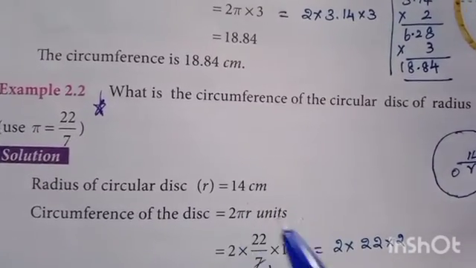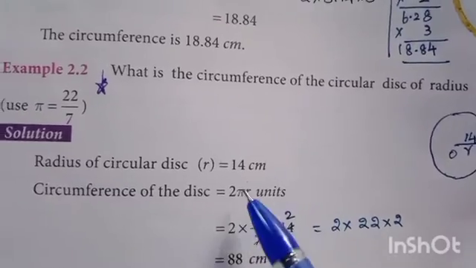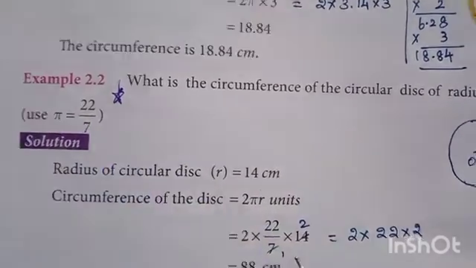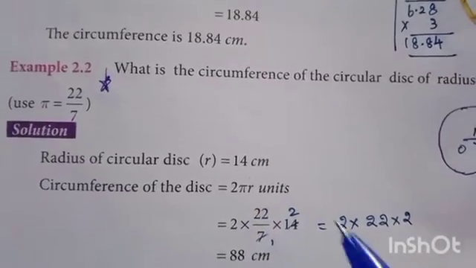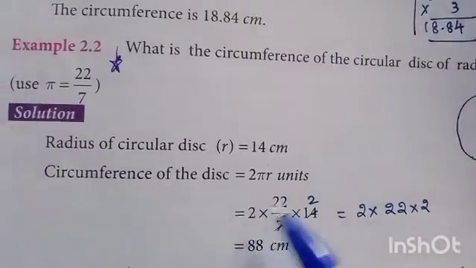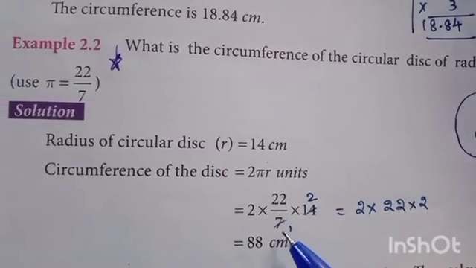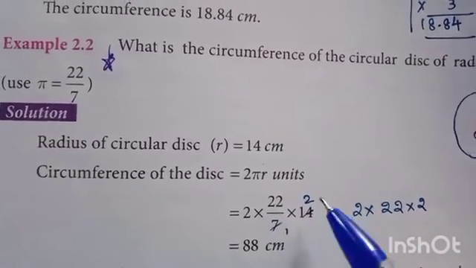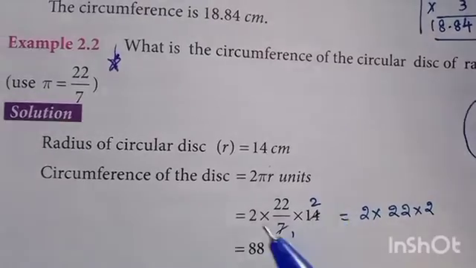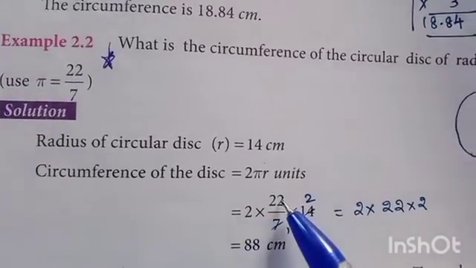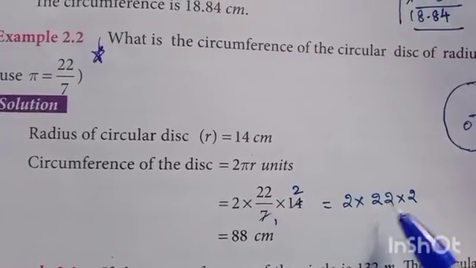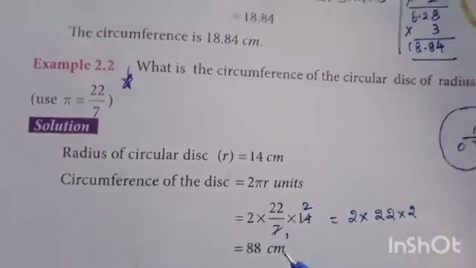Circumference, what's the formula? 2 pi r units. 2 into the pi value, the given value, you have to substitute here: 22 by 7, r value 14. In the numerator the values are 2, 22 and 14. In the denominator we have only one value, 7. Now you may cancel. 1 7 is 7, 2 7s are 14. After cancelling, 2 into 22 into 2. 2 into 22 is 44, 44 into 2 is 88 centimeter.